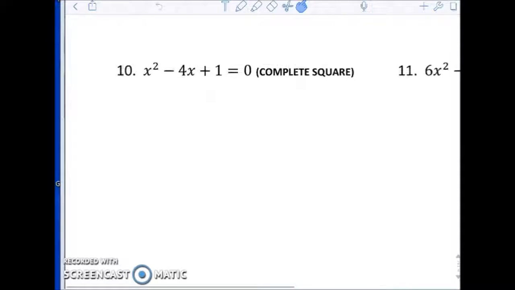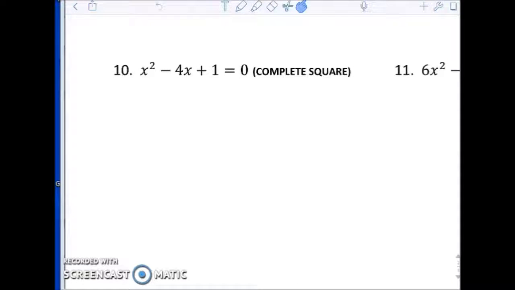Alright, here is the Unit E review. I'm starting with number 10. The directions are to solve by completing the square. The first thing I want to do is isolate these two terms here, since we have a 1x squared, so I'm going to subtract 1 from both sides. And I'm going to leave a blank after the 4x, so x squared minus 4x equals negative 1.